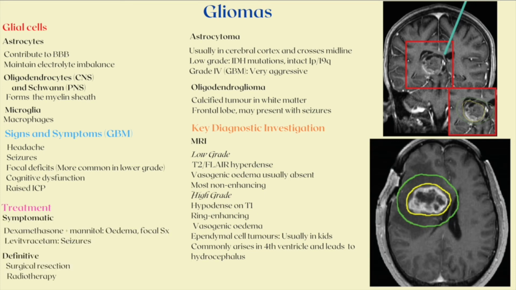Management can be broken down into supportive and definitive. Supportive measures include dexamethasone and mannitol because they reduce focal symptoms and vasogenic edema. Levetiracetam can be given for seizures. Definitive treatment is surgical resection, if possible, or radiotherapy, but this has more complicated recovery and side effects, so may not be appropriate in a palliative setting.